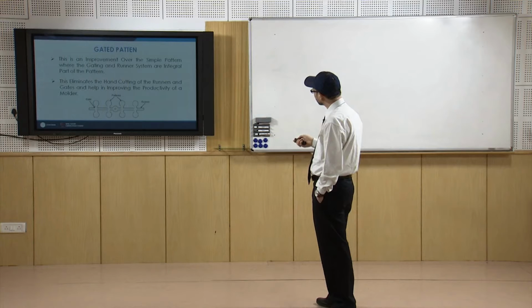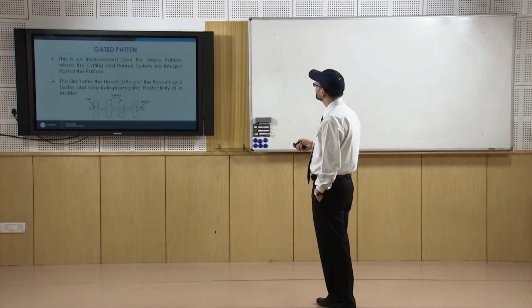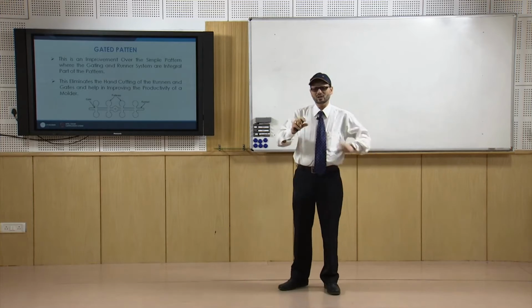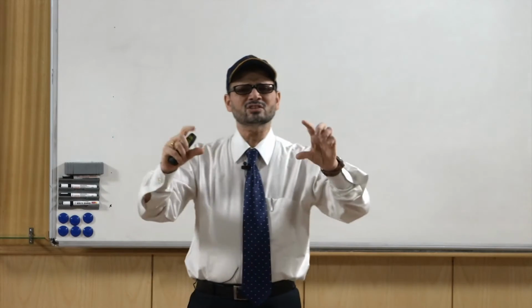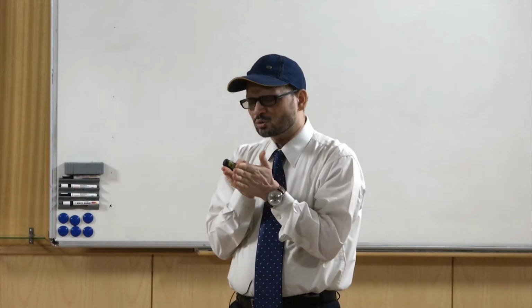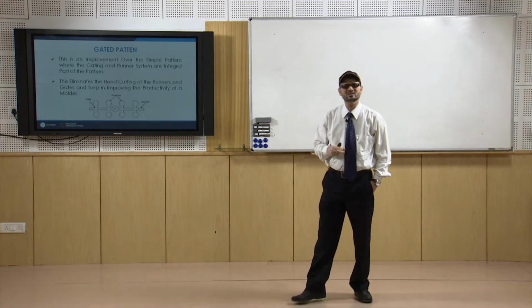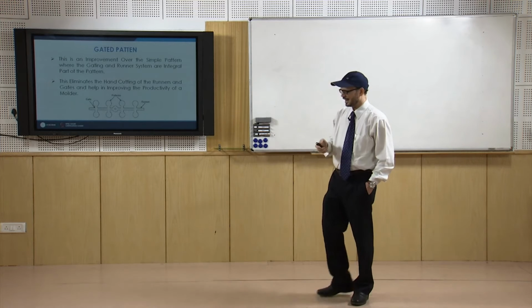But you can make it an integral part of the pattern, so that once you take the pattern out of the mold, you automatically have a gate system, and metal once poured through that will go to the respective pattern. So, this is a part of the pattern, and that is why it is known as a gated pattern, because this pattern gives you an automatic gate. It eliminates the hand cutting of runners and gates and improves the accuracy and productivity.